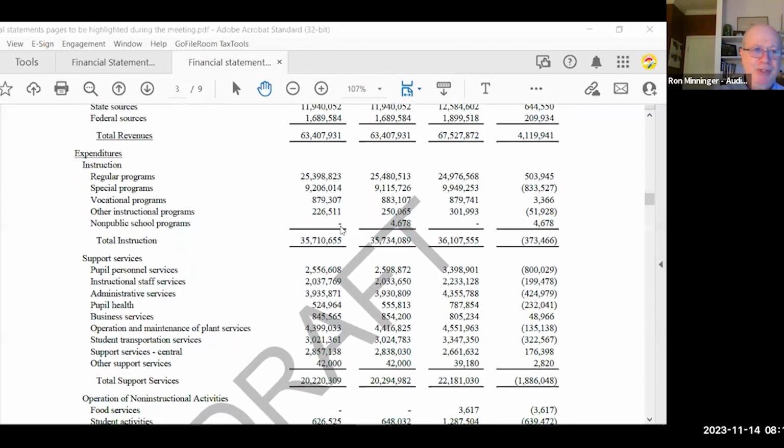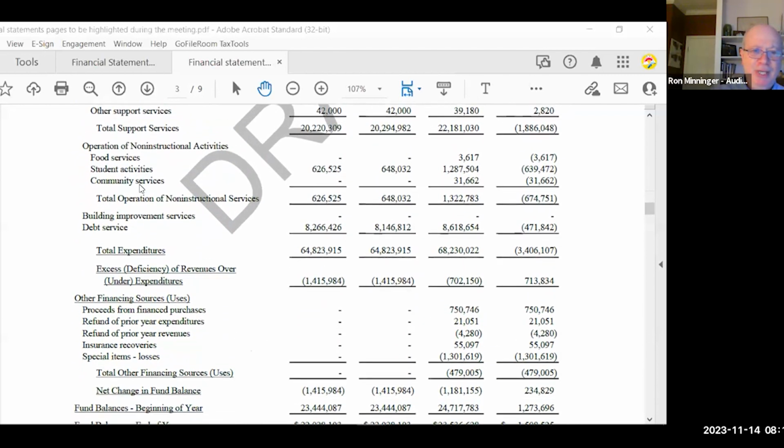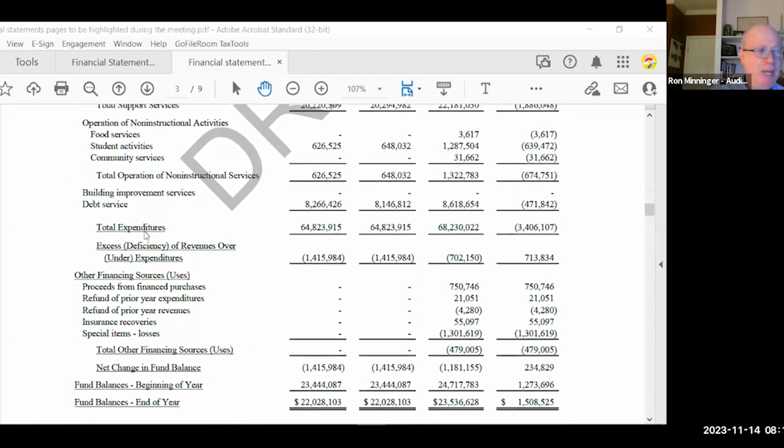Now we list expenditures by function, regular programs, special programs, etc. And you can see here at the bottom, total expenditures were 3.4 million over budget. Now, there is an accounting entry to record any new leases or now also software subscription obligations in these financial statements.